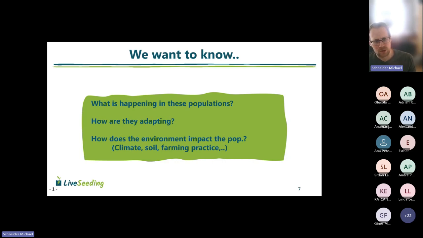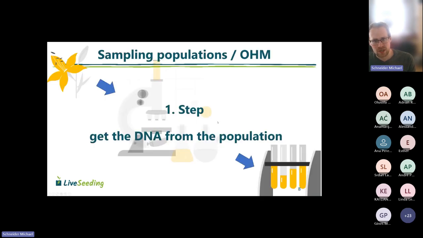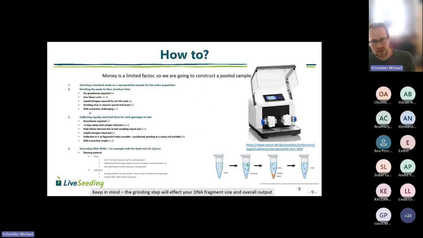So these kinds of things are all of interest to us to bring light into the change of ultimately also the phenotypic appearance and fitness of a population. So what are we going to do with this? Of course, at the beginning, we have to sample the populations to get information on what is going on. And the very first step would be that we are getting DNA from this population. What we always have to keep in mind, not only in the research area, but especially in the private sector, is that money is a limiting factor.